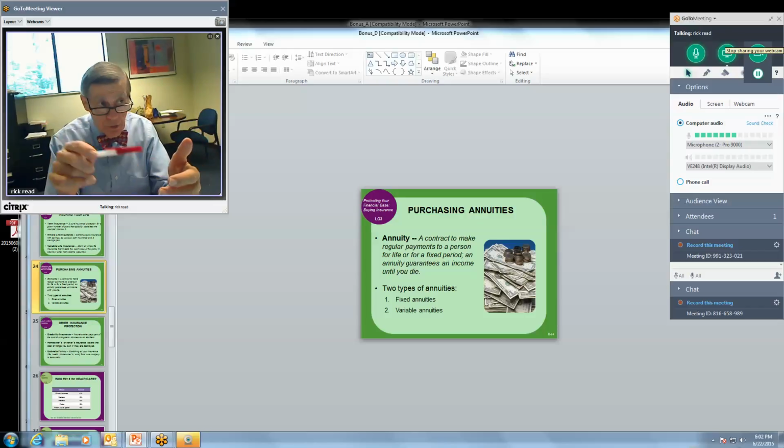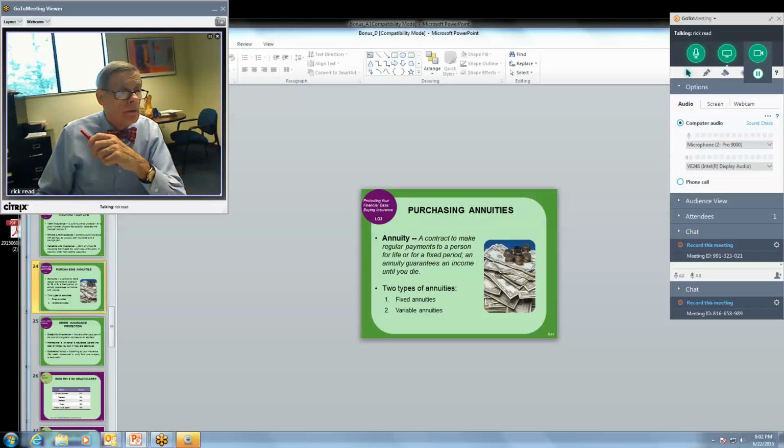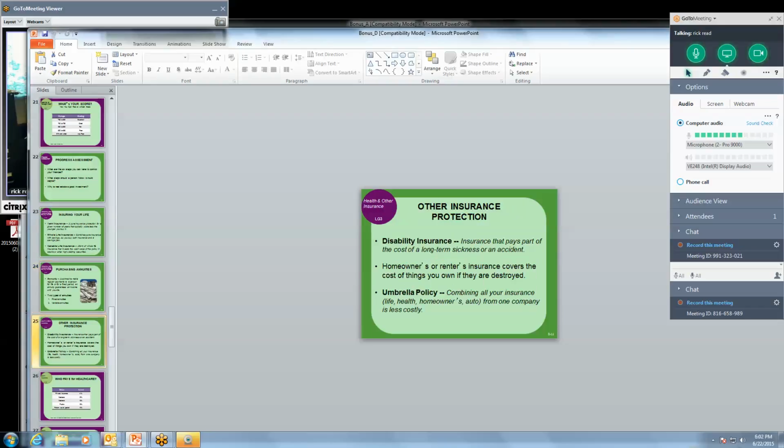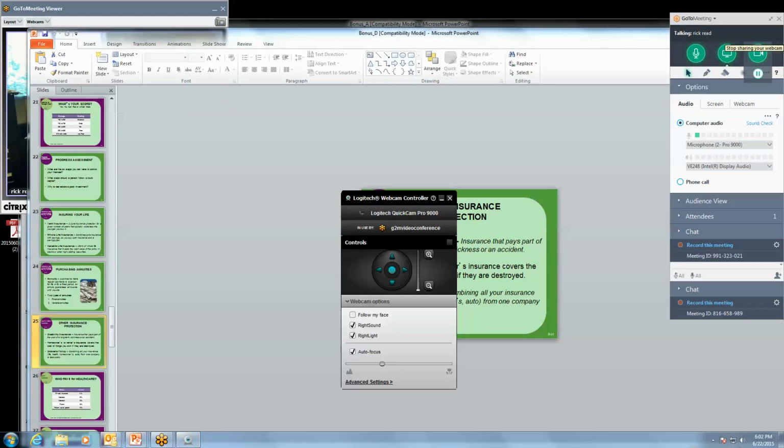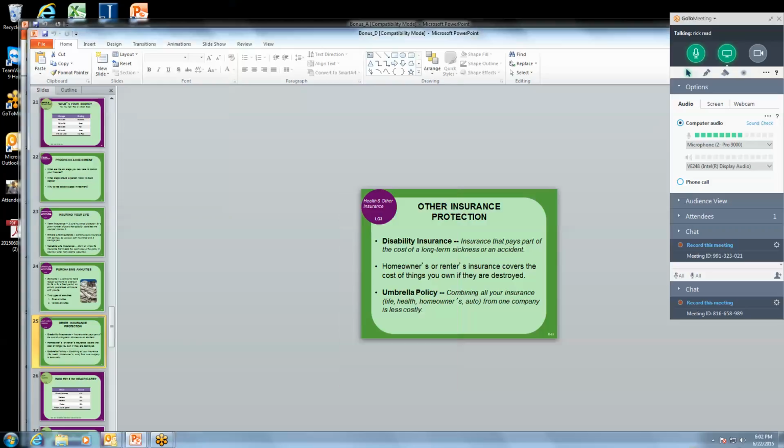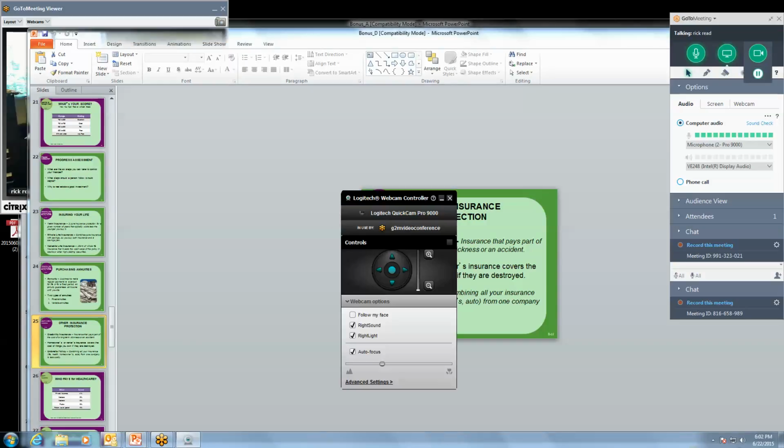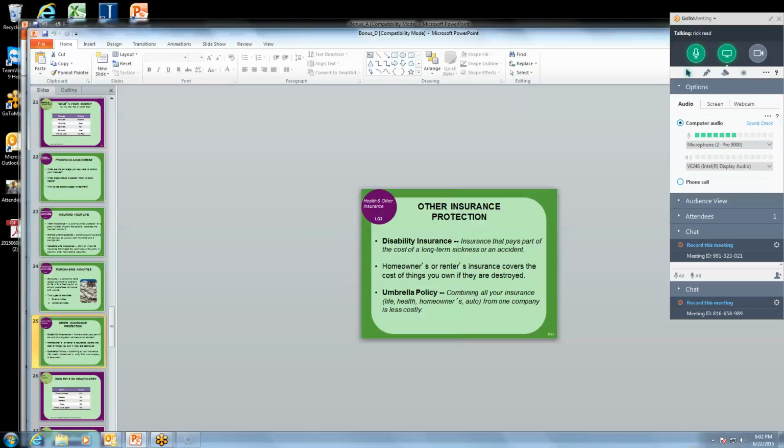I'm not telling you that anybody is not being honest with you. What I'm telling you is to make sure that you understand what you're purchasing, nothing more and nothing less. That's very important that you know that. Disability insurance, we talked about that before.